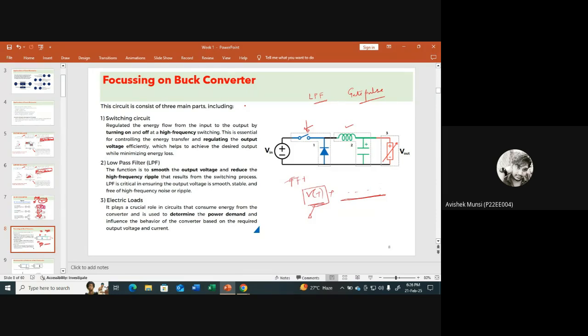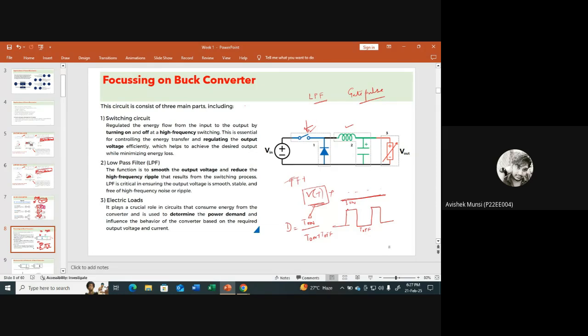If you are using a MOSFET or IGBT, you have to apply a gate pulse. The gate pulse should be like this. This is the on time, this is the off time. The duty is the turn on time divided by the total time, that is turn on plus turn off. Based on a specific duty, we get the output, and we give the pulse to the switch. That may be a MOSFET, that may be an IGBT.